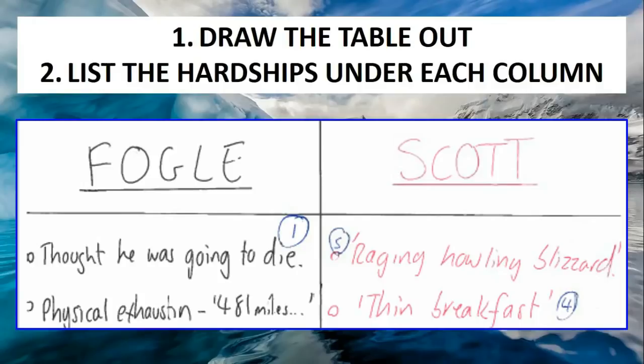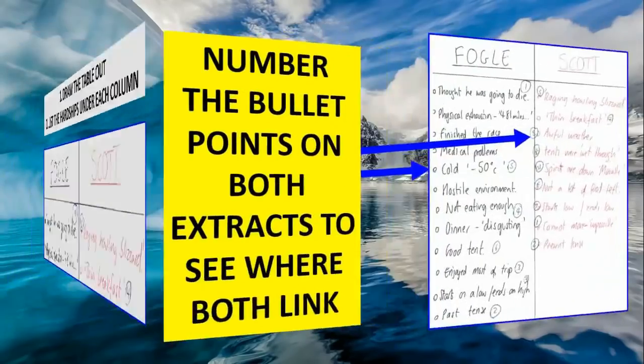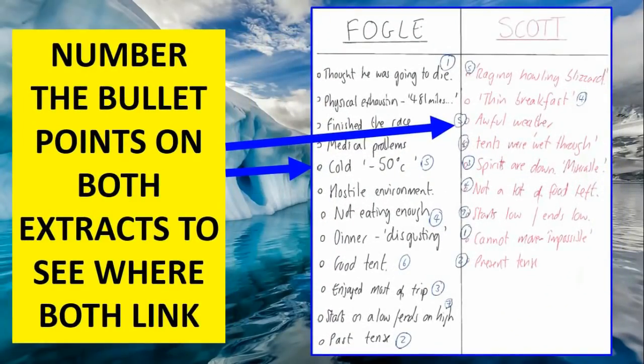And then Scott: raging howling blizzard, thin breakfast. So just go down it on each extract and see if you can find four or five hardships that you can talk about in your exam. Okay, after you've done that, I want you to number the bullet points on both extracts to see where they're linked.